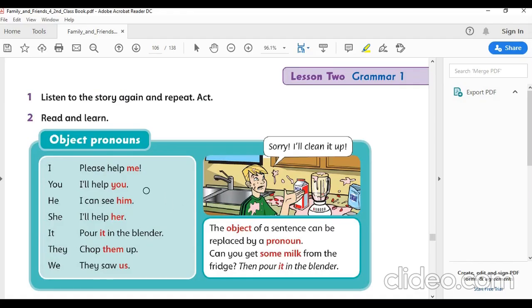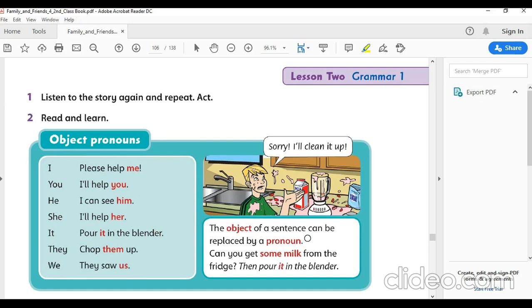Okay, now we're going to answer our class book exercises. You can write the day and the date here: Wednesday, the first of April. I: please help me. You: I'll help you. He: I can see him. She: I'll help her. It: put it in the blender. They: chop them up. We: they saw us. We can do it the same way I did, by putting them in a simple sentence like "I saw" and completing it with the object pronoun.